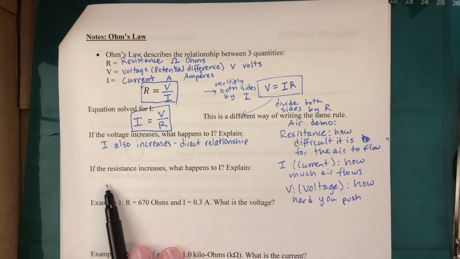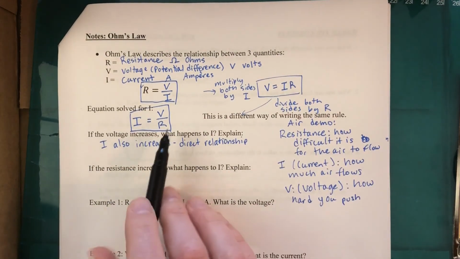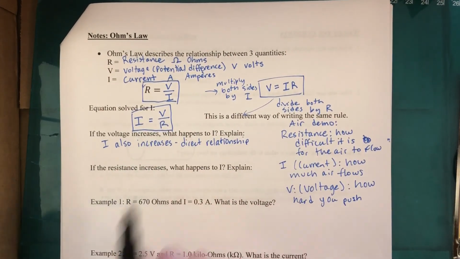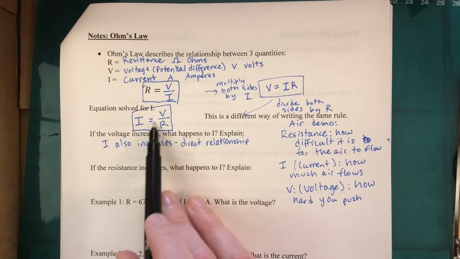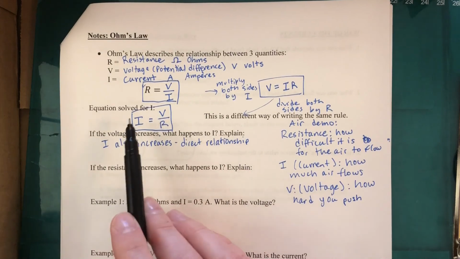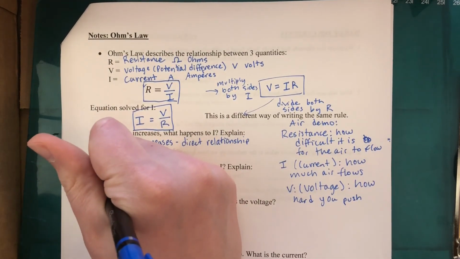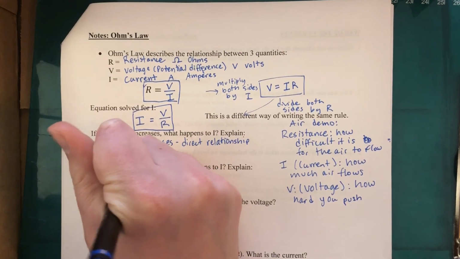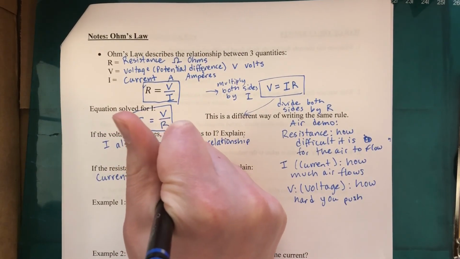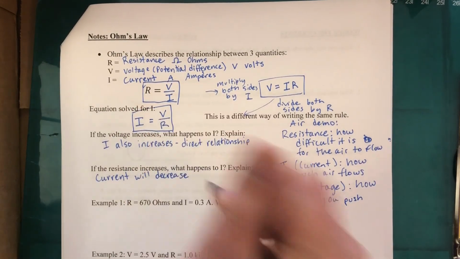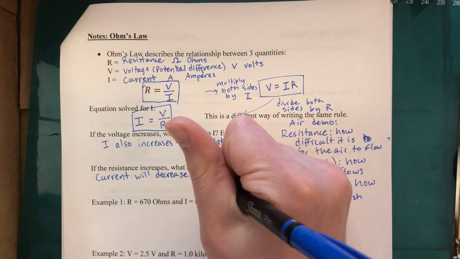Same analysis for resistance. So if we increase this number R, we can tell that we're going to be dividing by a bigger number. That means we're going to get a smaller amount of current. Current will decrease. And this is an inverse relationship.